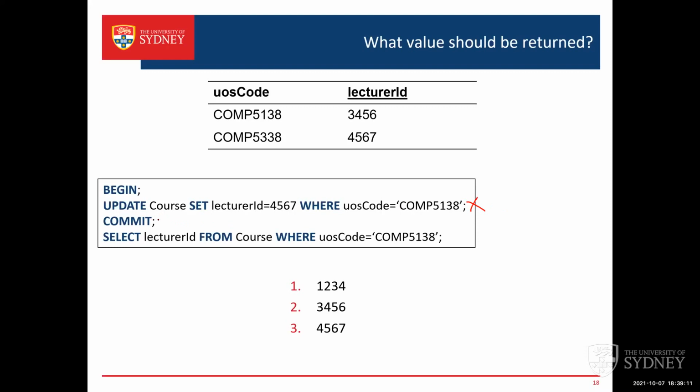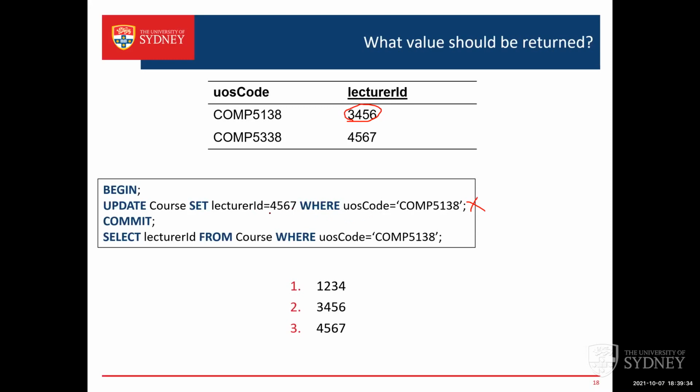So although I have a commit, because this is violating a constraint, this transaction will not be successful, right? Since this one will not be successful, if I select the lecture ID after that, definitely I'm going to get 3, 4, 5, 6, because there is no effect of this transaction because this transaction was unsuccessful. Hopefully that is making sense.